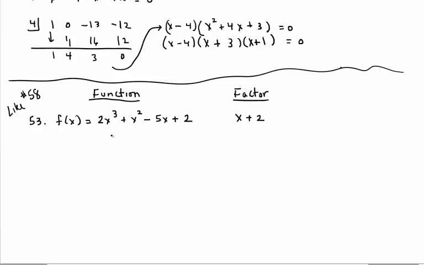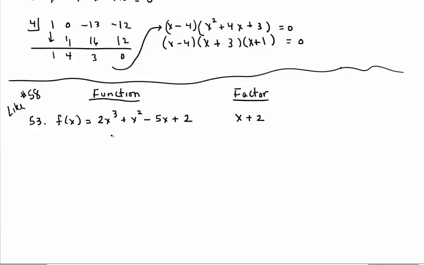So this is problem 53 on that same page. This is the function, this is the factor. Part A says verify the given factor of the function. If I'm going to verify that this is a factor, then if I do synthetic division using -2, I should get a remainder of 0. Remember, that's processed in your brain. That's what you're looking for.